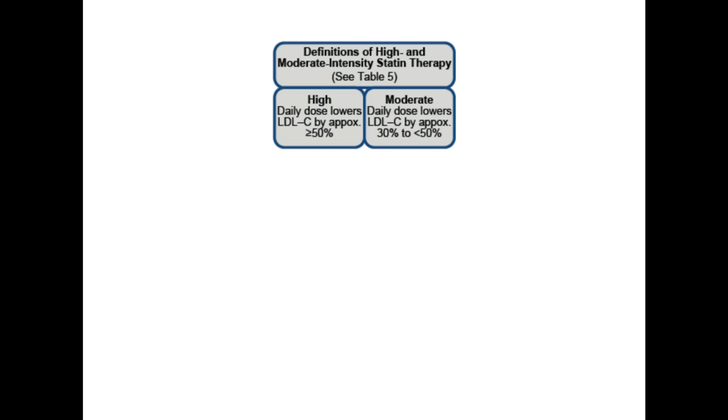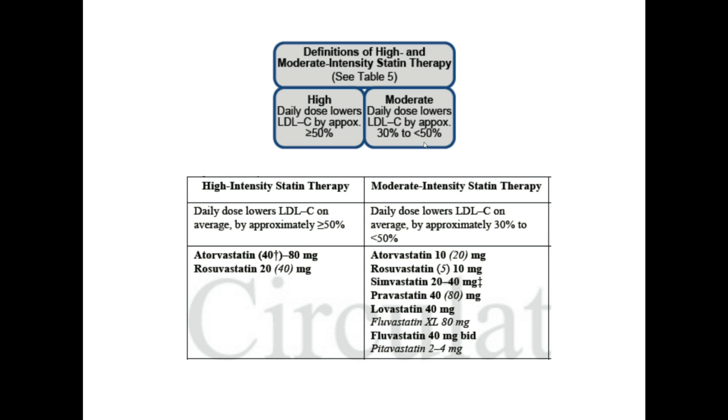Now, high dose statin is a dose which will lower LDL by greater than or equal to 50%, whereas a moderate dose statin lowers your LDL by 30 to 50%. And this is a table from the guideline. High intensity statins are largely atorvastatin 80 milligrams or rosuvastatin 20 milligrams. Now, in parentheses in this table will be times in some of the studies that they either reduced their dose or titrated up a dose, but it wasn't to get to a specific LDL goal. So high intensity is atorvastatin 80 milligrams or rosuvastatin 20 milligrams.